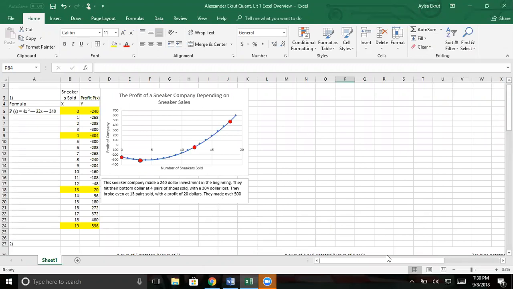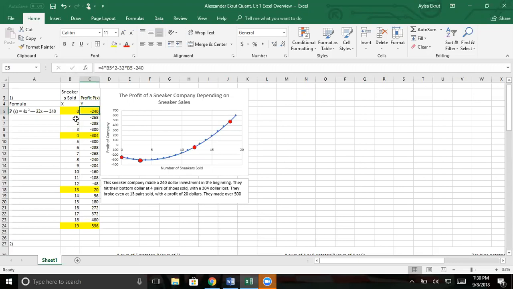In the first one, we focused on the sneaker company and what they were doing with their sales from the beginning onwards. We started off with the formula y equals 4x squared minus 32x minus 240. We put that in for x and y, put it in the equation, and carried it all the way down because Excel is really cool.